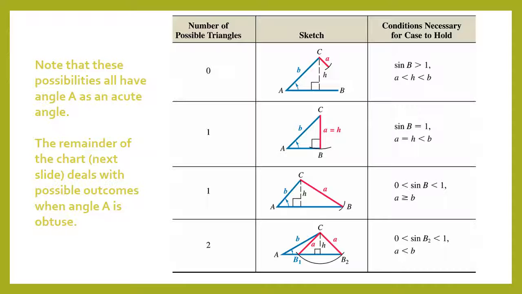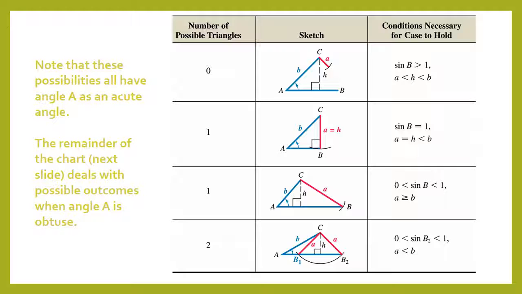It could be that A goes straight down and makes a right angle with side C. So angle B is a right angle, in which case we have 1. It could be that A is long enough, matches up, and we have 1 triangle there, as you see in the third box. And the fourth one, it could be that A is the exact right length where it could actually meet up with that side in 2 spots, in which case we have 2 triangles.